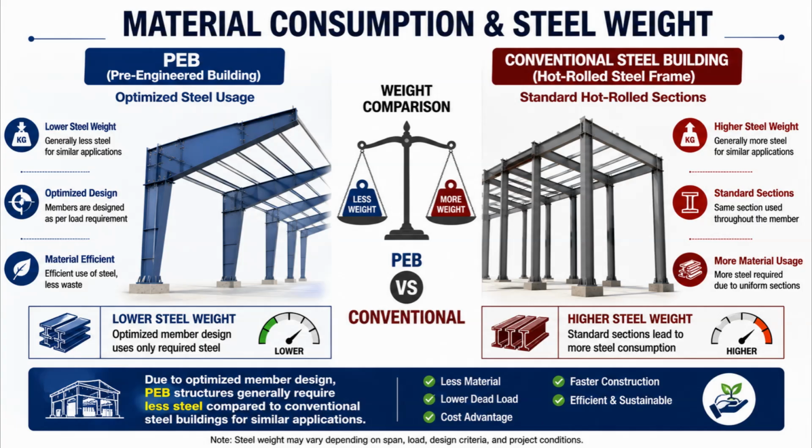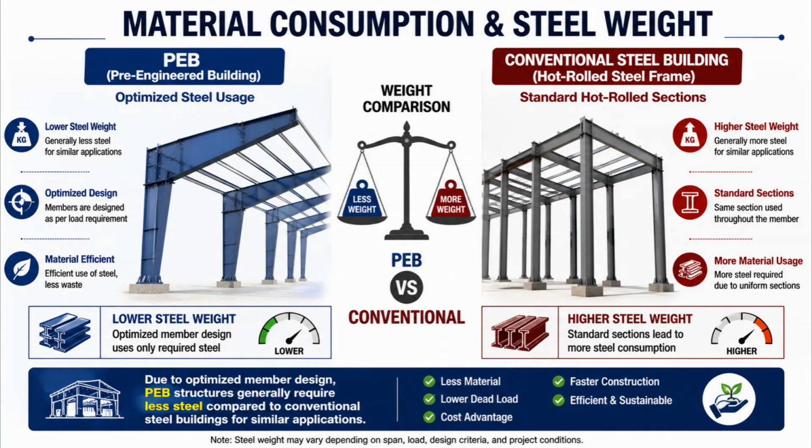One of the most important differences is steel consumption. Since PEB members are optimized according to loading conditions, they generally require less steel for similar applications. Lower steel weight results in reduced dead load, improved efficiency, and potential savings in material usage.